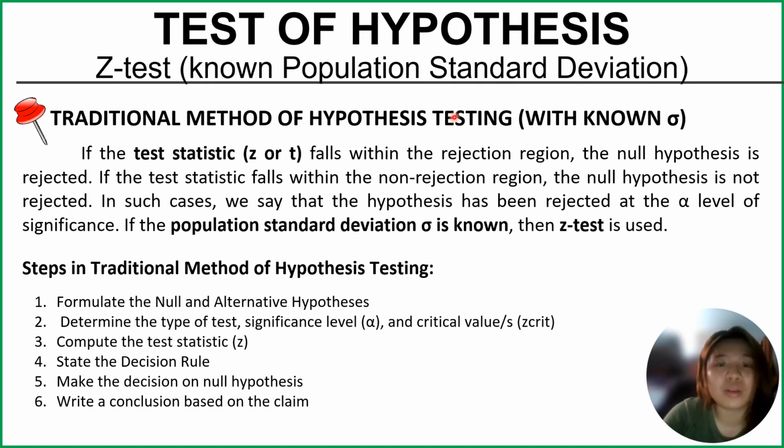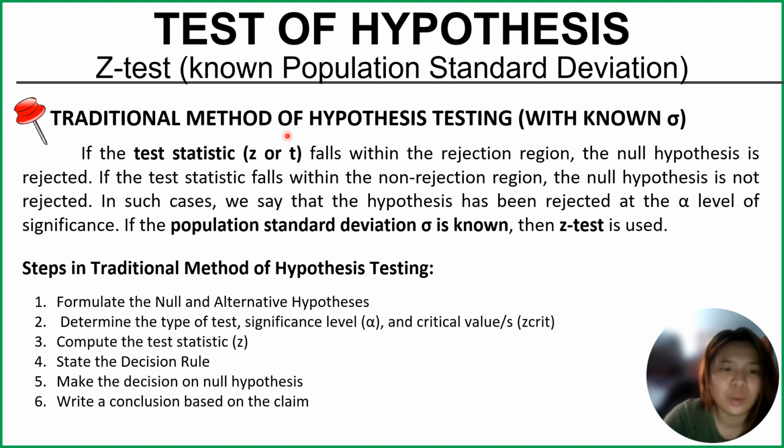In the traditional method of hypothesis testing, wherein sigma or the population standard deviation is known, we only use the z-test, but this also applies when sigma is unknown, wherein we use the t-test. So for either test statistic, z or t, we compute the z computed value or the t computed value.